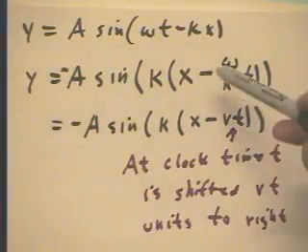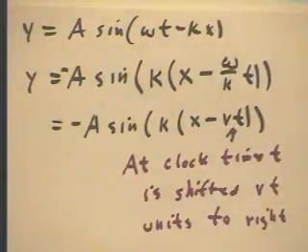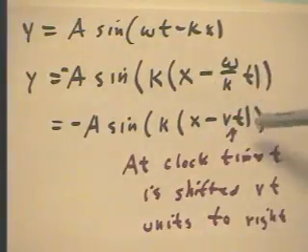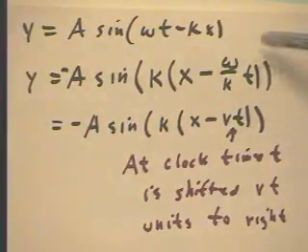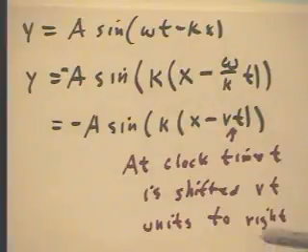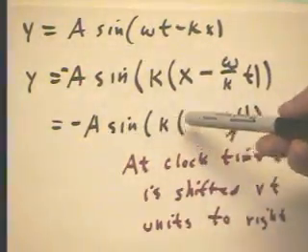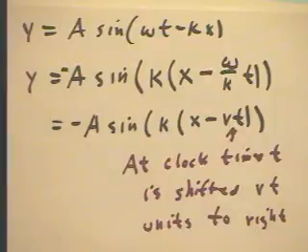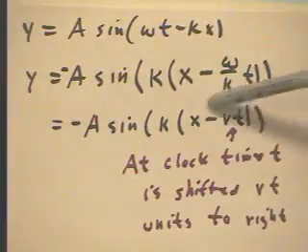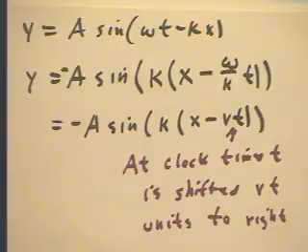We can express this omega over k as just the velocity, because if the graph is shifting omega over k times t in a time t, then the velocity has to be omega over k. This is how fast the graph is moving to the right. So we have negative A times the sine of k times the quantity x minus vt. And we have a comment. At clock time t, the graph is shifted vt units to the right. That's real consistent with our definition of velocity.